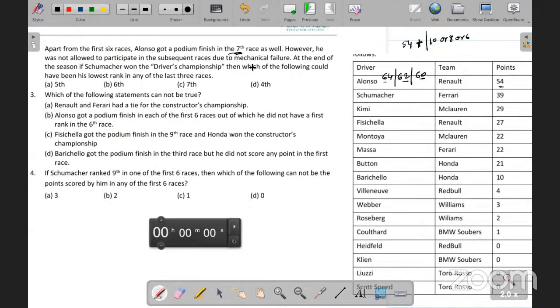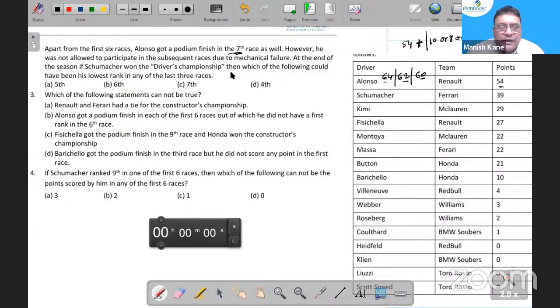And then he was not allowed to participate. However, at the end of the season, if Schumacher won the drivers' championship, so he was the champion, so he won the maximum number of points, that is what is given to you, then which of the following could have been his lowest rank in the last 3 matches? Okay, so what is Schumacher's score?